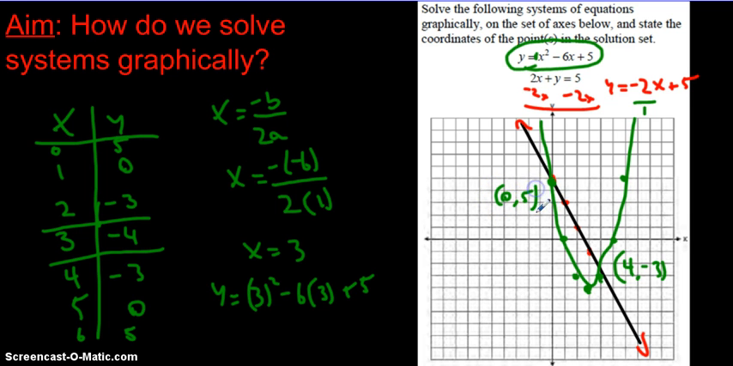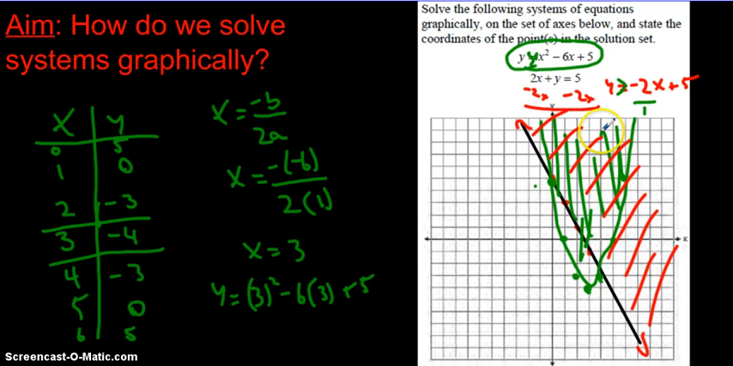Okay. Now, let's say these were inequalities. I have like 20 seconds, so I gotta hurry up. If these were inequalities, let's say they were both greater than, so greater than and greater than, we would shade in here, because this is above the parabola, and here would be above the line. So a point in the solution set would be one like this.